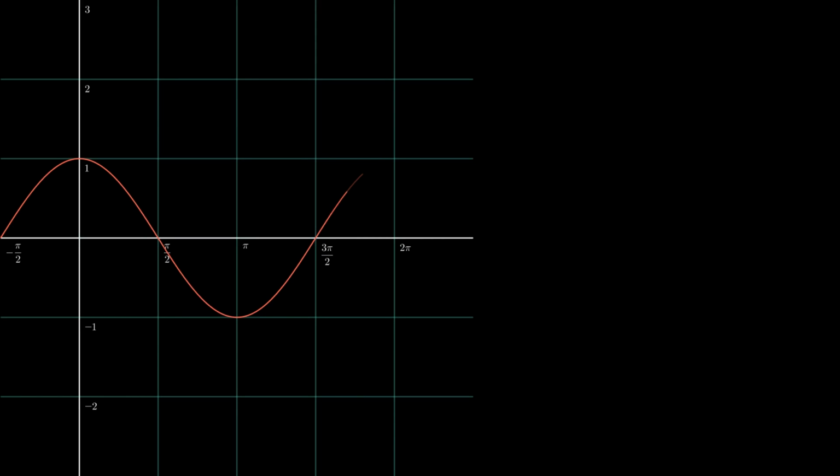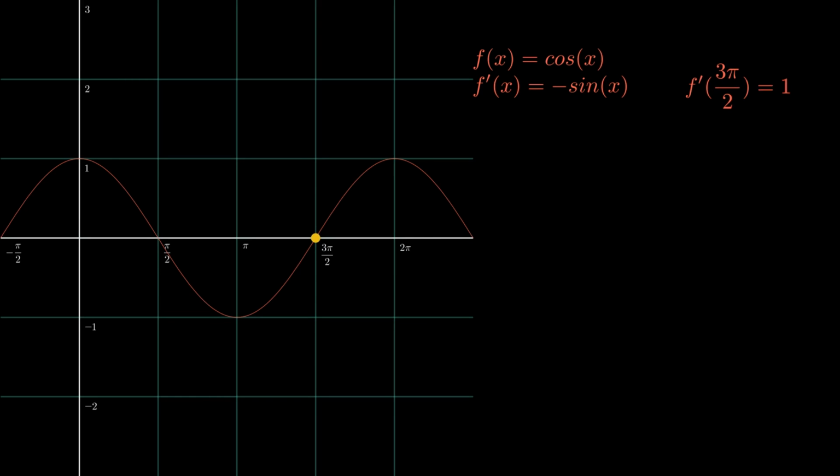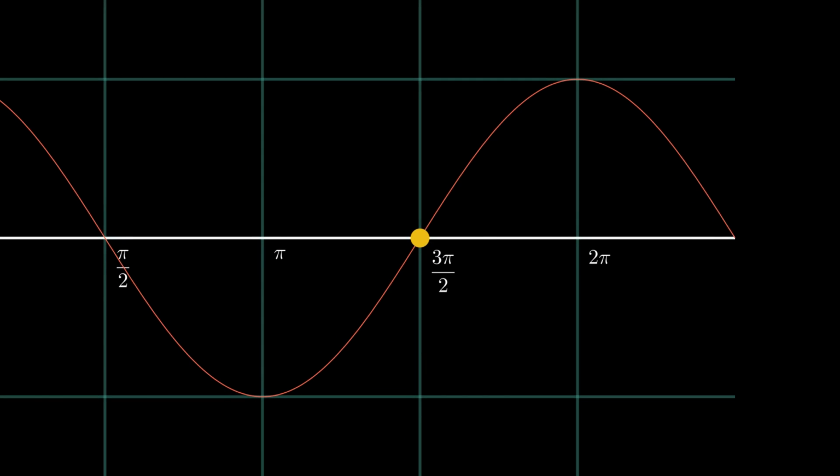Here we have the graph of cosine of x. Let's pretend we never actually saw the graph itself, and all we know is this one point on the graph. How can we use this knowledge to try and estimate the next points on the graph? Well, we can find the derivative and use it to guess where the next point could possibly be. The derivative of cosine of x is negative sine of x, so at 3 pi over 2, the slope is 1. So let's go over to 3 pi over 2 and take a guess.